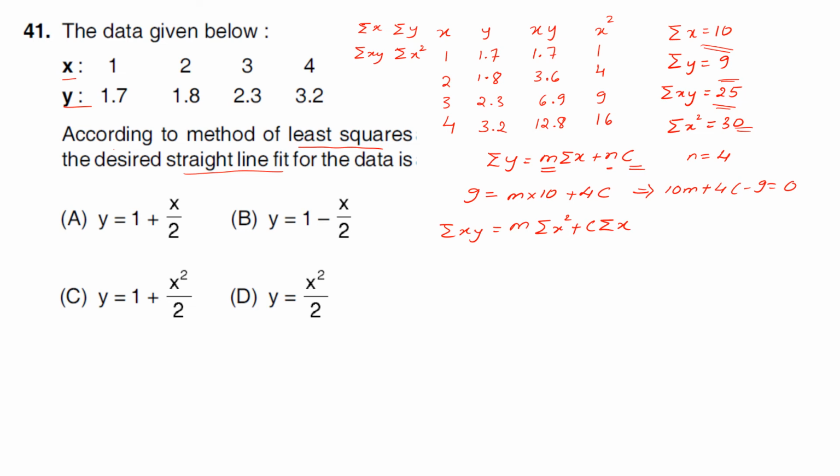Summation xy value is 25, which is equal to m into 30 plus 10 into c. That is 30m plus 10c minus 25 is equal to 0. Divided by 5 you will get 6m plus 2c minus 5 is equal to 0. Now we have to solve these two equations and find out the unknowns m and c.